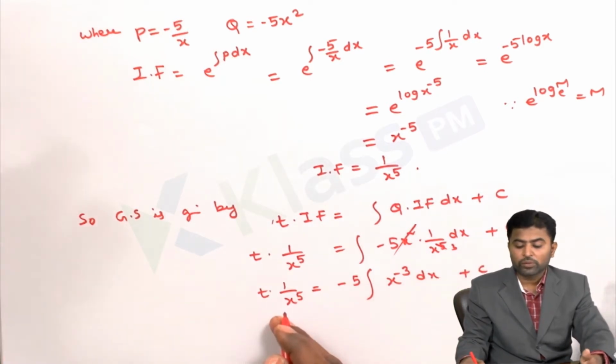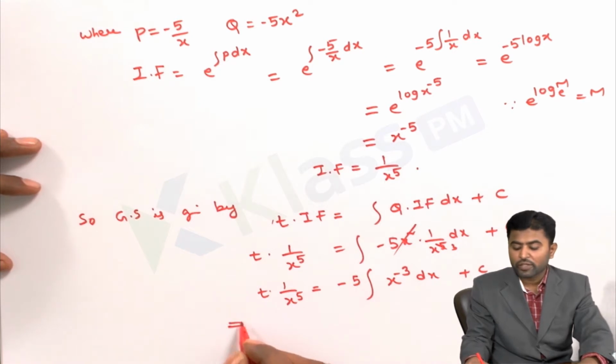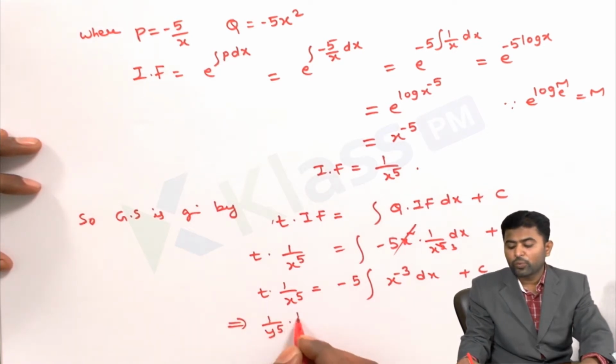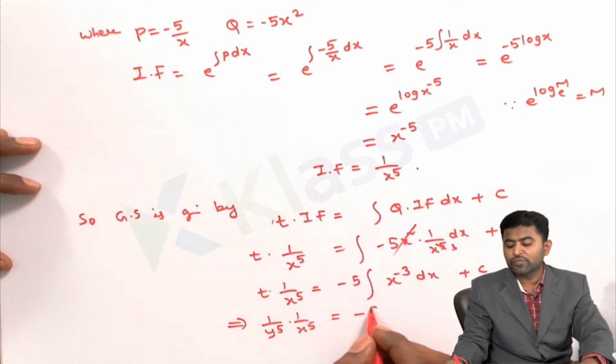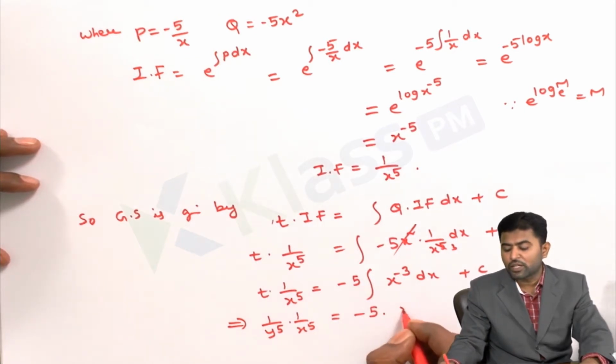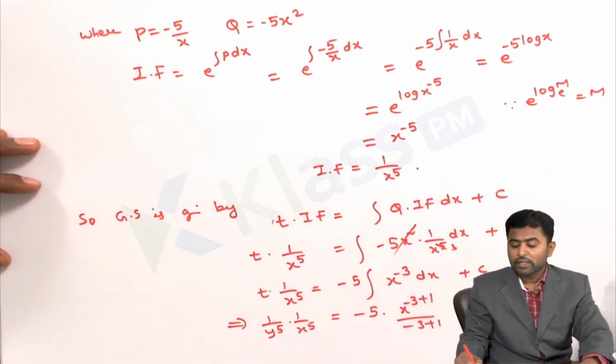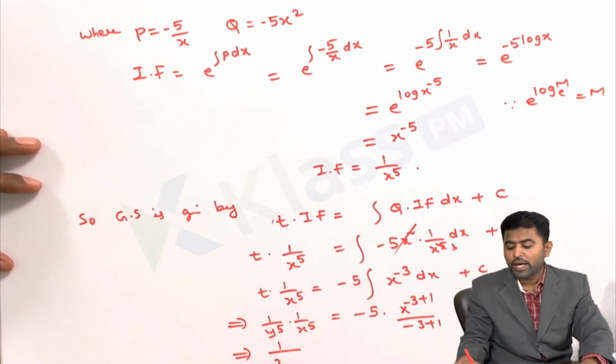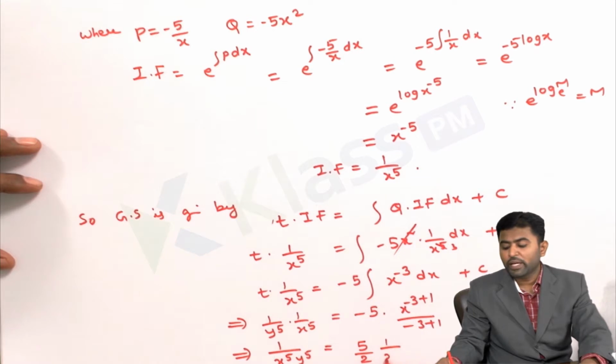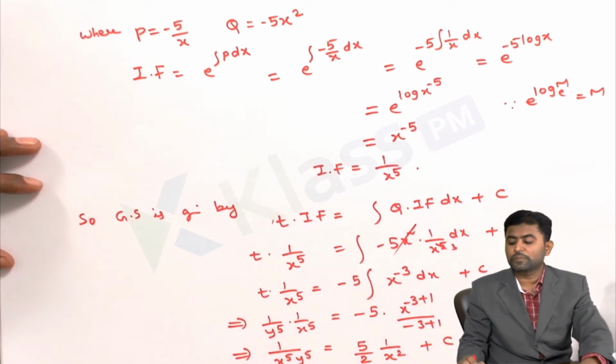Now what is t? We know that it is 1 by y power 5. So we can write it as 1 by y power 5 into 1 by x power 5 is equal to minus 5 integration of x power minus 3, that is x power minus 3 plus 1 over minus 3 plus 1, plus c. Then we can write it as 1 by x power 5 y power 5 is equal to minus 5 over minus 2. So I'll get 5 by 2 and 1 by x square plus some constant c, which is the general solution. Similarly, we look at a few more problems on Bernoulli's.